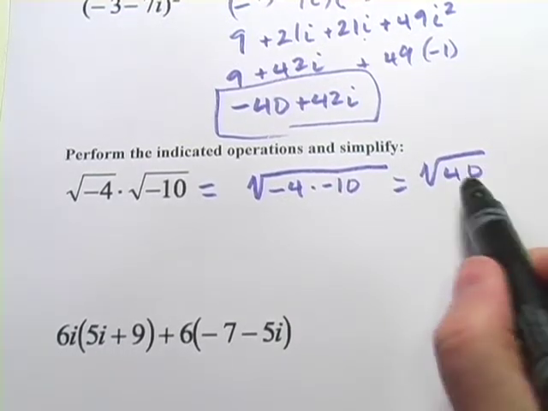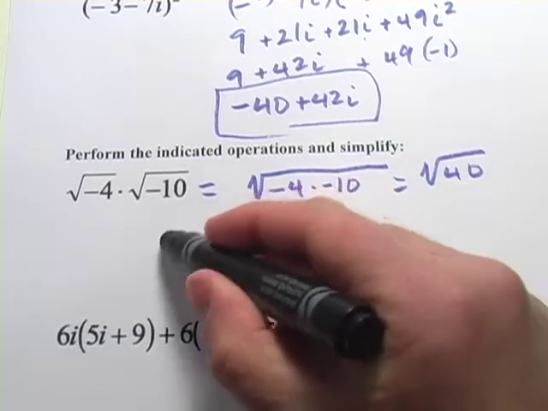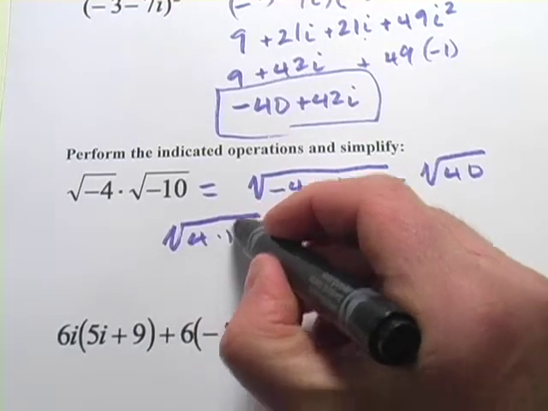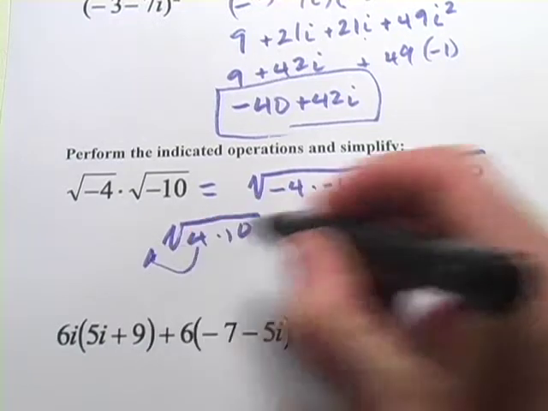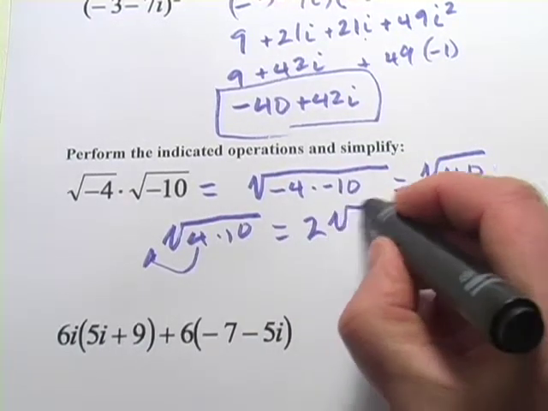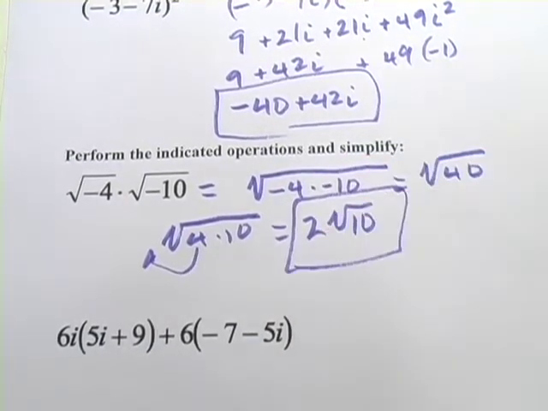And then let's see, we can simplify that a little bit more. 40 is 4 times 10, so I can take that 4 out, turn it into a 2, so that would be 2 times the square root of 10. And I think that's as simple as we can get it.